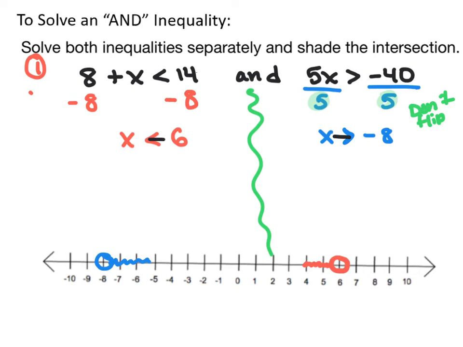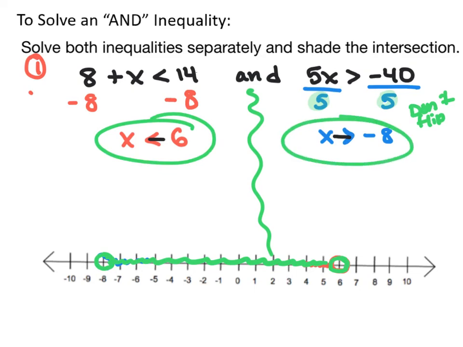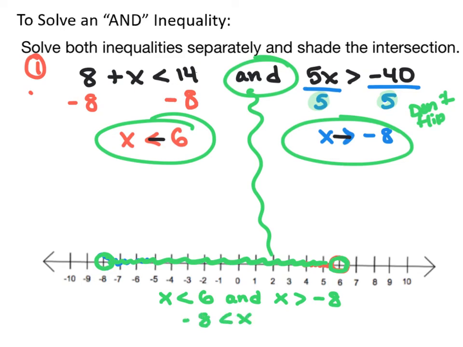And we can see that these two inequalities are going to collide. So we can put an open circle at negative 8, an open circle at 6, and then shade the middle of these two. And if I wanted to write our answer, I can either use my two inequalities with the and, so x is less than 6 and x is greater than negative 8, or I could rewrite it as negative 8 is less than x is less than 6.